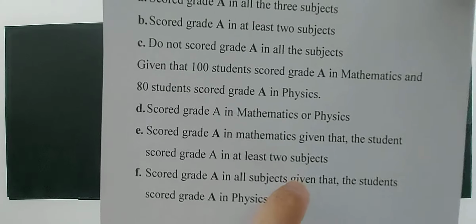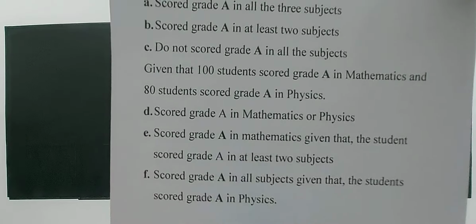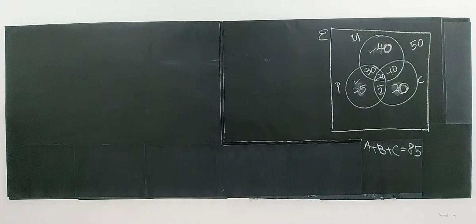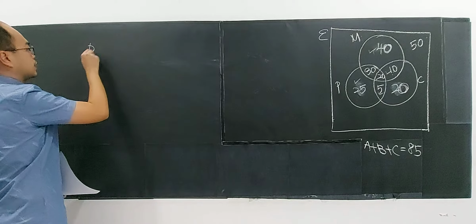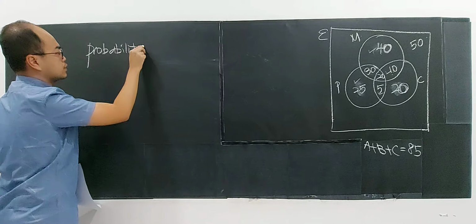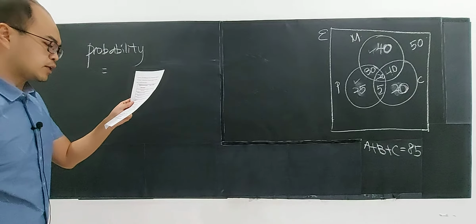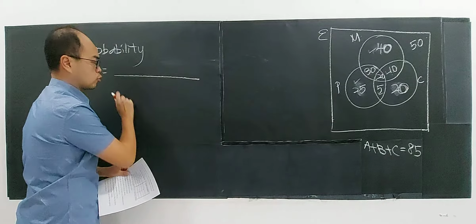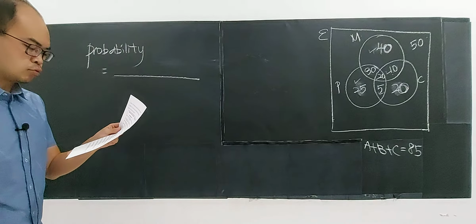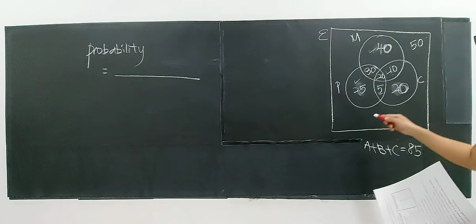Given, this is the conditional probability, right? Given that the students score grade A in physics, right? Score grade A in physics, where is the region, right? The probability. So you can just write in sentences, right? To avoid mistakes. So probability, as stated by the question. And given that, we focus on the total first, right? Given that the students score grade A in physics.